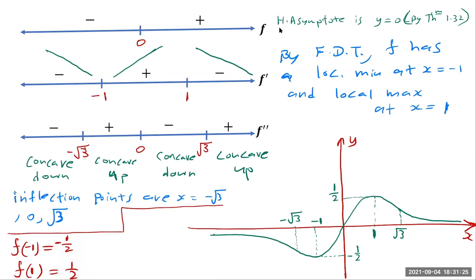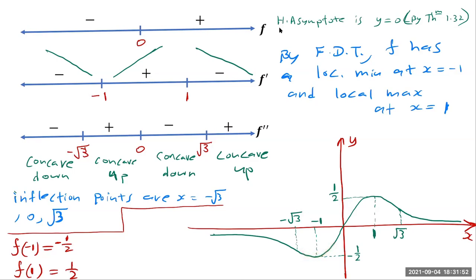That means these points have to be on my graph: -1, -1/2, and here 1, 1/2. The local maximum is at this point, 1, 1/2. Here it is -1, -1/2. That's where I have the local minimum. Now I can draw a rough sketch. Local minimum means at this point, you should have a shape like this.